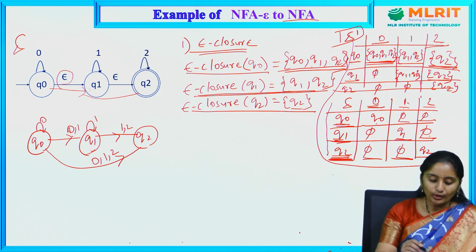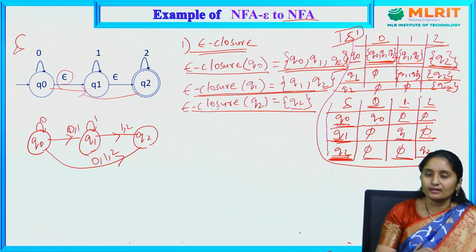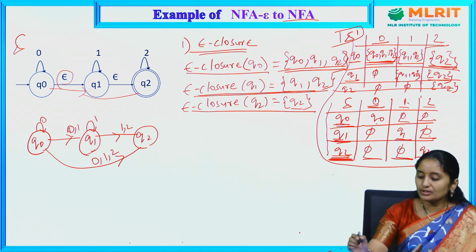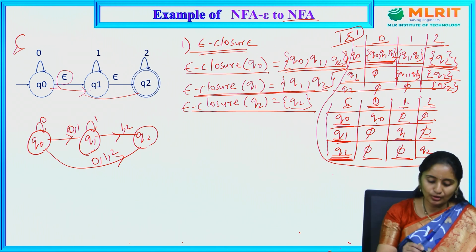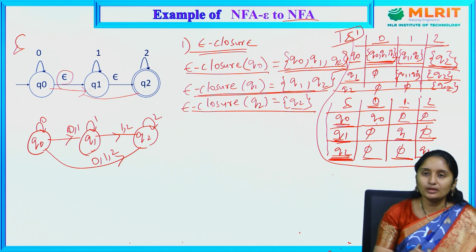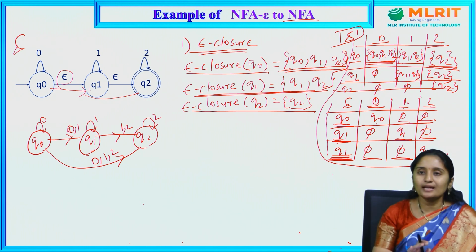Next, Q2 on 0 and 1, it is going to the dead state, nothing but empty. Nothing is there, so I just kept it with phi. Next, Q2 on 2, it is going to Q2. So this is the NFA diagram.